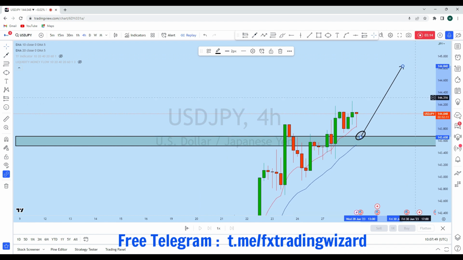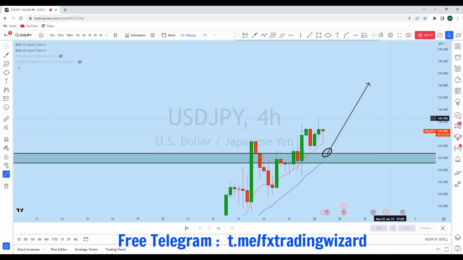If we see dollar yen has rejected from this level, giving us a very high probability trade setup, we will consider going long with a high probability trade setup with our students.